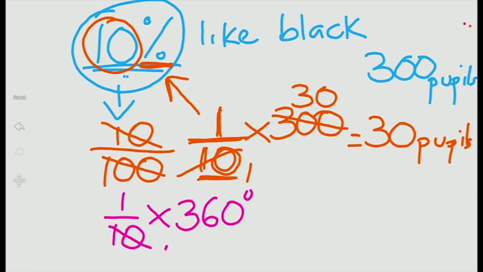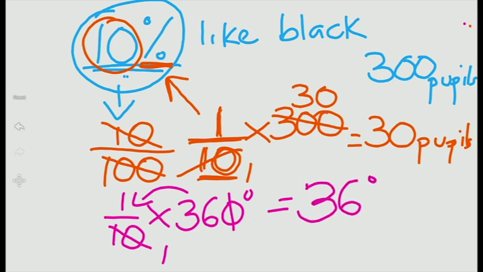How many tens here? 1. Remember, I said when you divide a number that has got a 0 on the far end by a multiple of 10, you have to cancel just the 0 on the far end. So how many tens in 360? It's 36. Then 36 times 1 is going to give us 36 degrees. This is the sector size that represents those who like black.